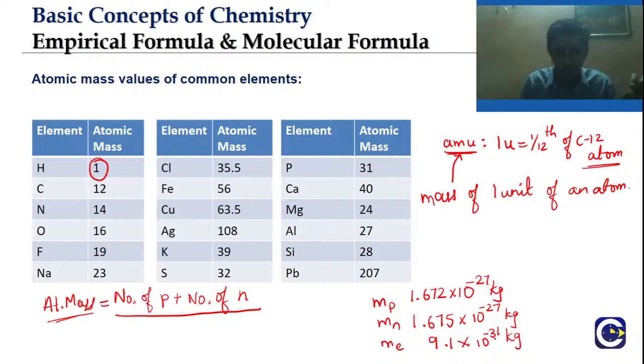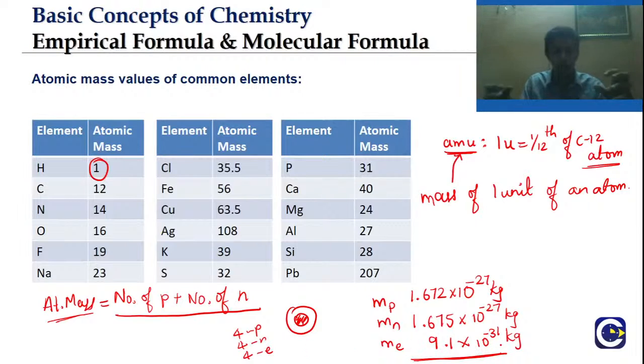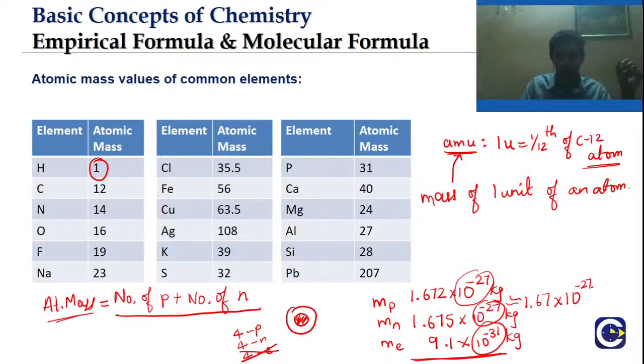So whenever we consider an atom, let's say helium has 4 protons, 4 neutrons and 4 electrons. But since mass of electron is very small, 10 power minus 31 compared to mass of neutron, which is 10 power minus 27, and this is also 10 power minus 27, I can ignore this. So we consider mass of proton and neutron to be almost equal, which is 1.67 into 10 power minus 27 kg. It is approximately the same.